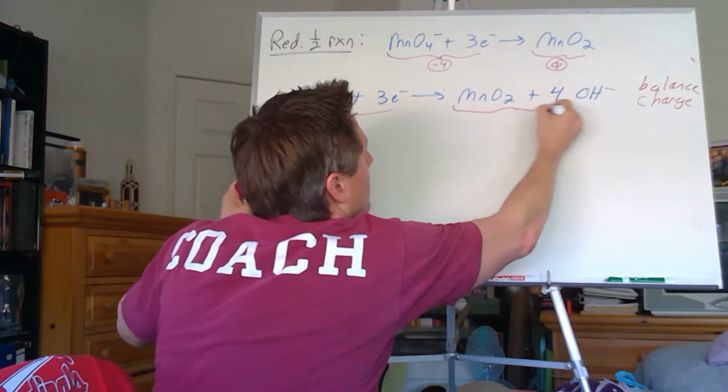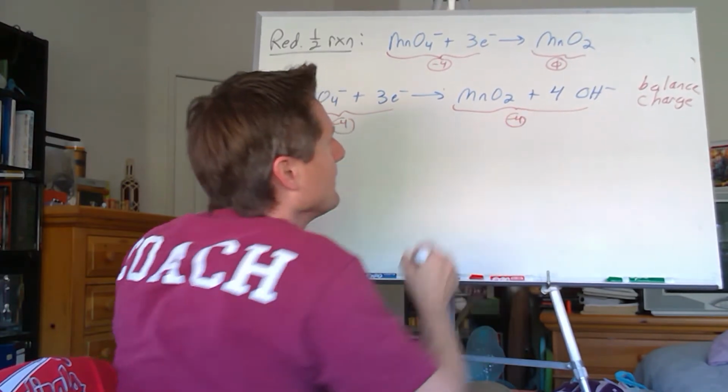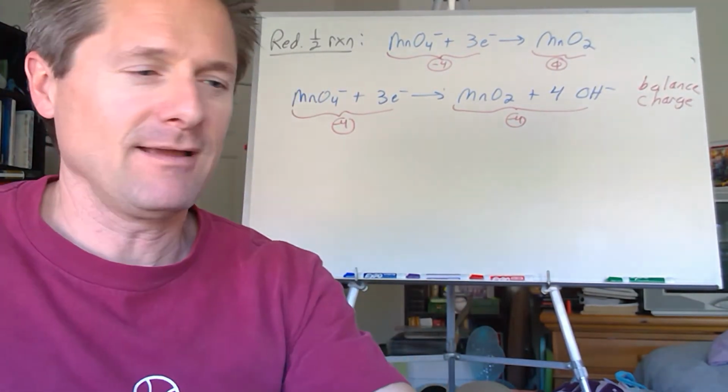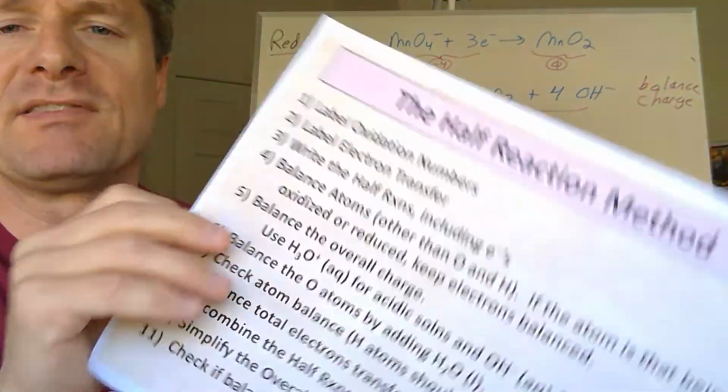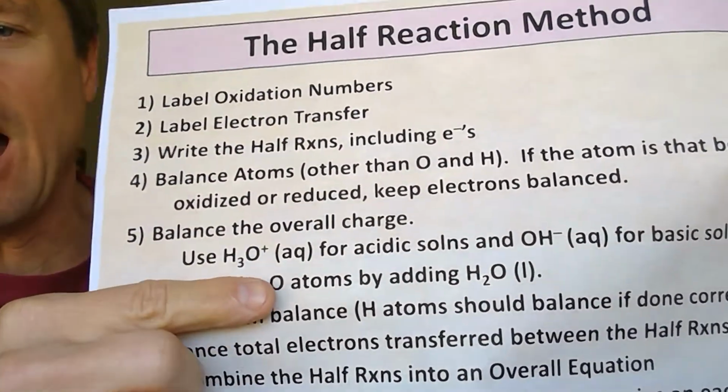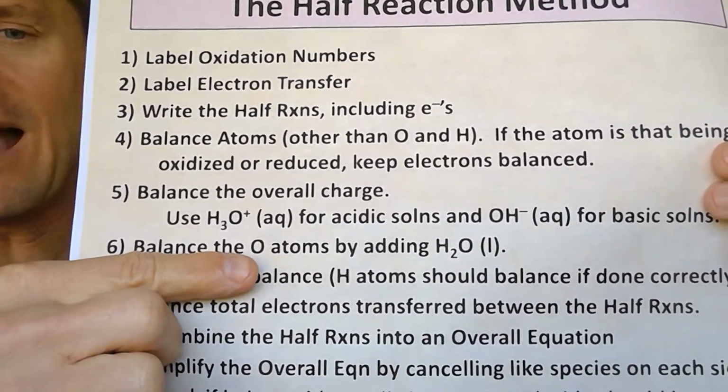And this side is a -4. Happy face, happy face. All right. Now we can go to step 6. Balance the oxygen atoms. Here's where we balance the oxygen atoms.